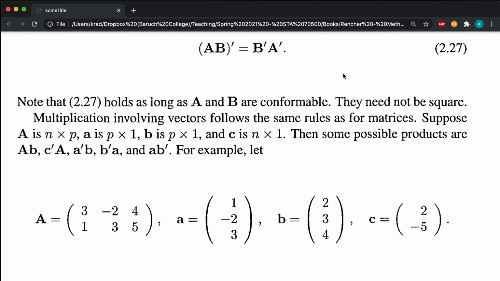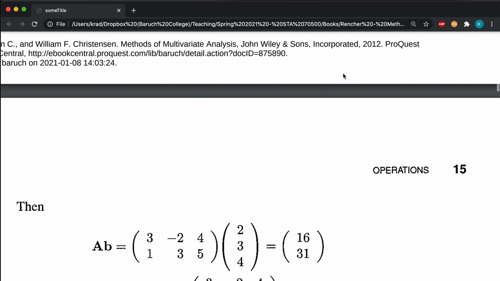I suggest that you write these on a piece of paper if this is very new to you. So you have A, a 2 by 3 matrix, capital A. Lowercase a is a column vector. Lowercase b is a column vector, and lowercase c is also a column vector, but c is two-dimensional, while a and b are three-dimensional. Okay, so A is a matrix, b is a vector, so Ab is also a vector.